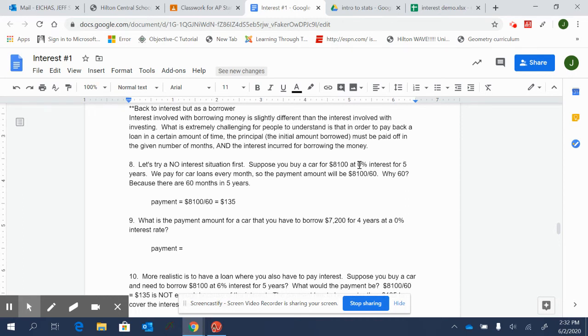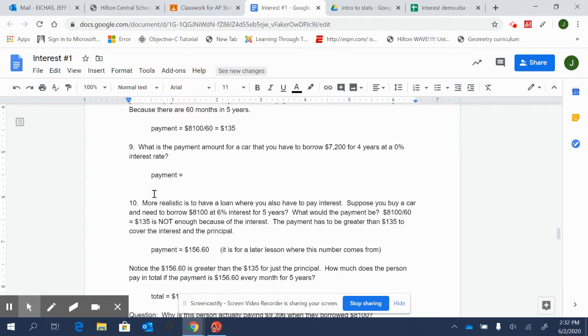Okay, payments are per month, so know that 5 years converts to 60 months real quickly in your head. If there's no interest, you're going to just take the amount you finance, so the principal of the loan, $8,100 divided by 60. That means $135 of payment. Not bad. Okay, so that's what you should expect to pay for 5 years.